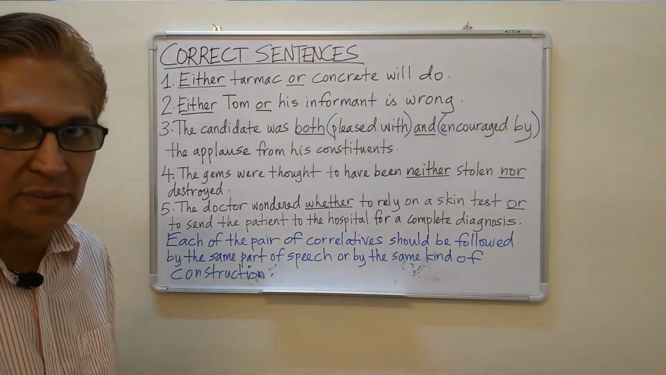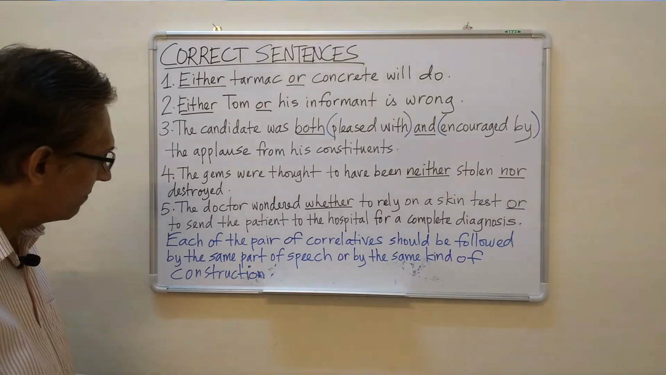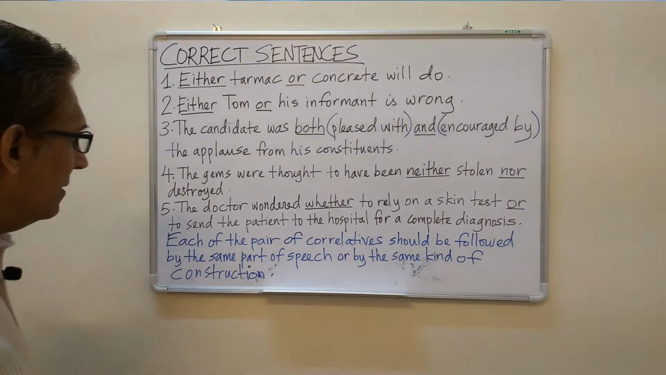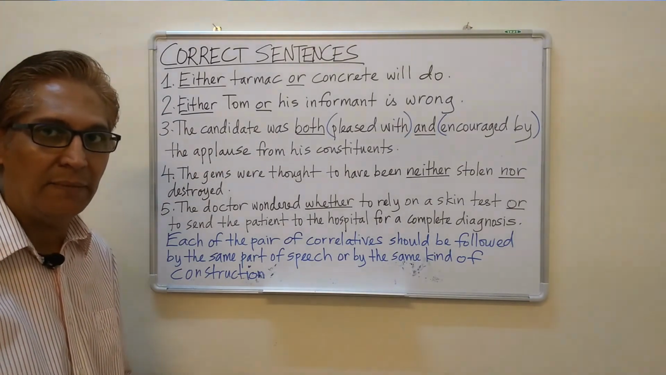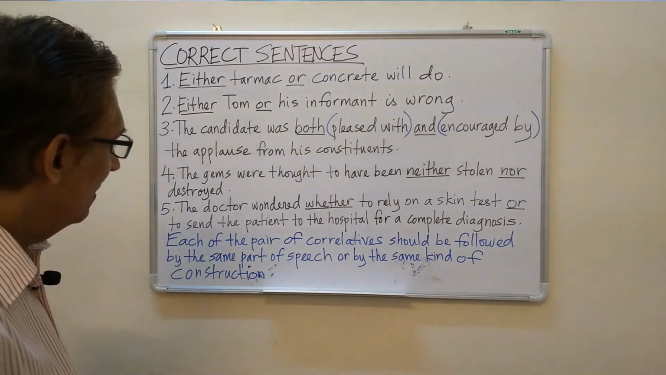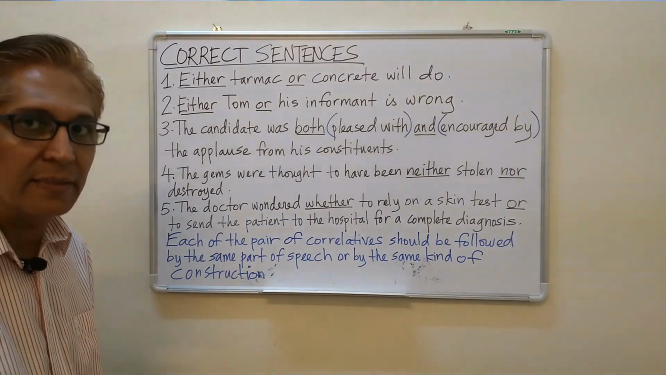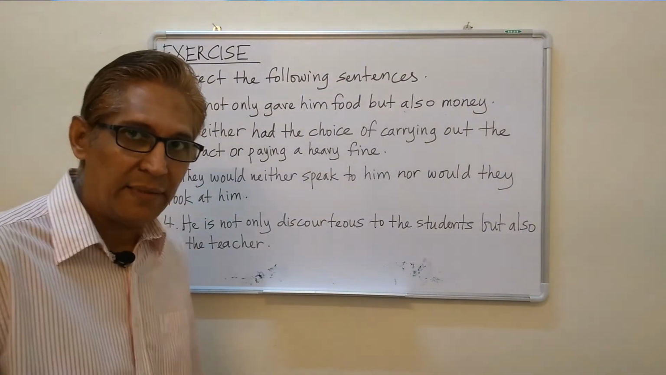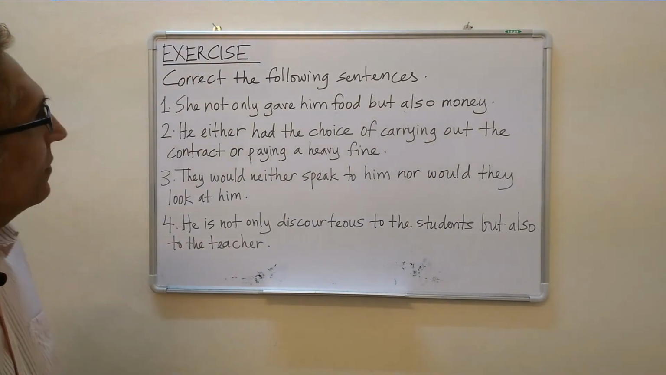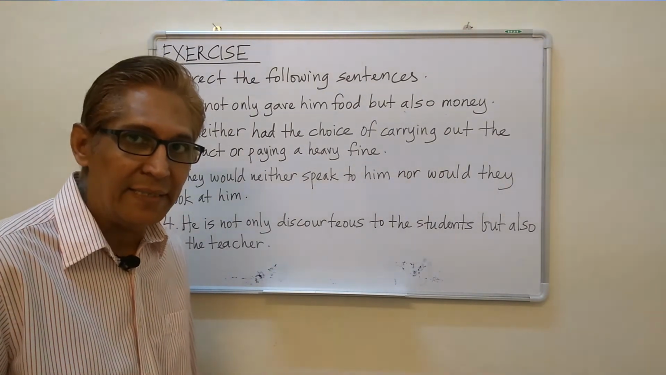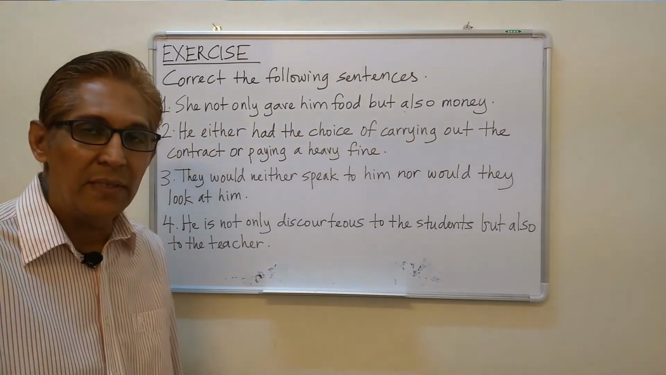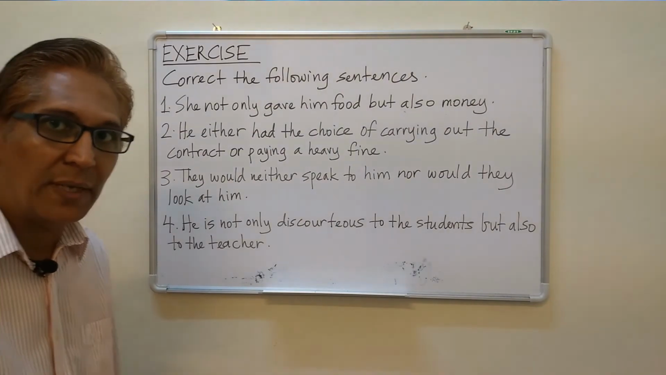Now please remember, each of the pair of correlatives should be followed by the same part of speech or by the same kind of construction. This is to maintain the balance in the sentence. I will leave you with this exercise. Correct the following sentences. There are 8 sentences that need to be corrected in this exercise. With all the information given in this video, I hope you can do it.